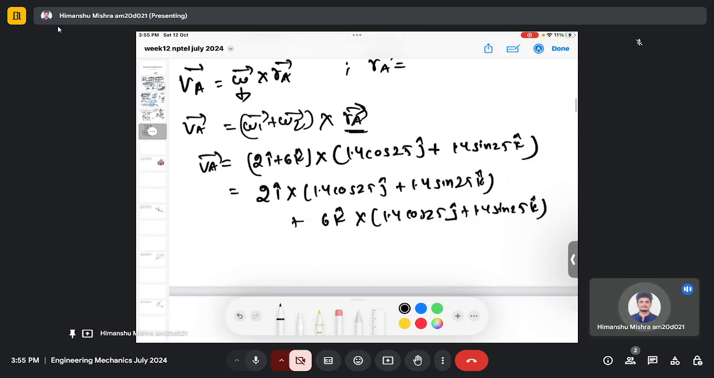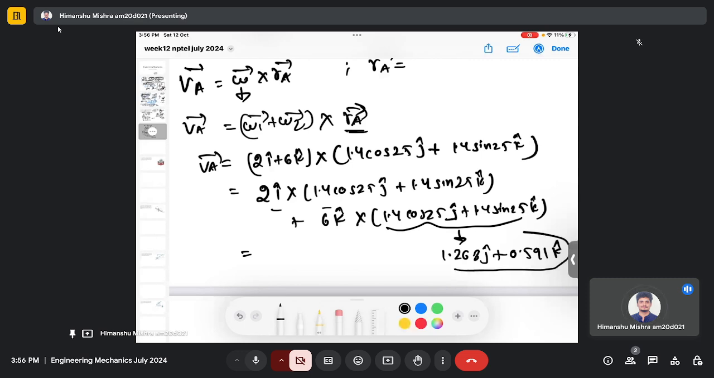Right, we just follow the property of a vector. So now we can take the cross product. So this bracket quantity can be written as 1.268j plus 0.591k. So basically you are taking the cross product with this quantity.